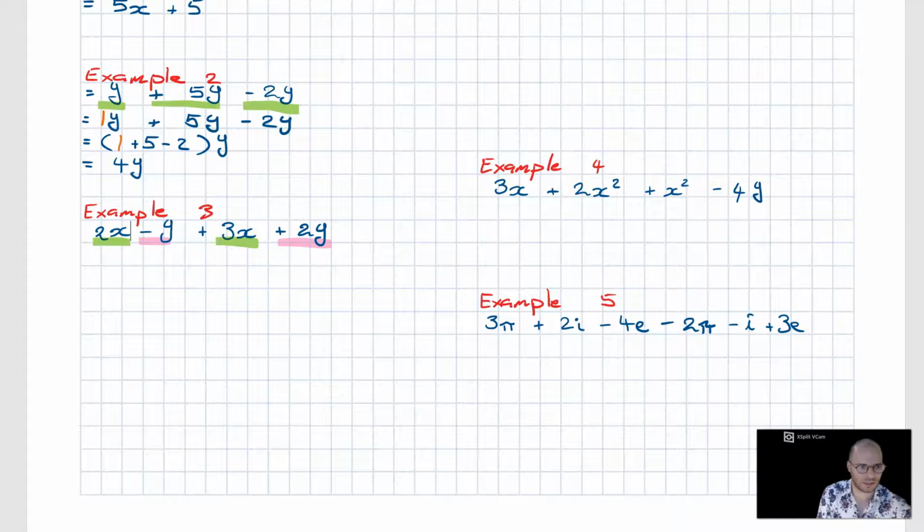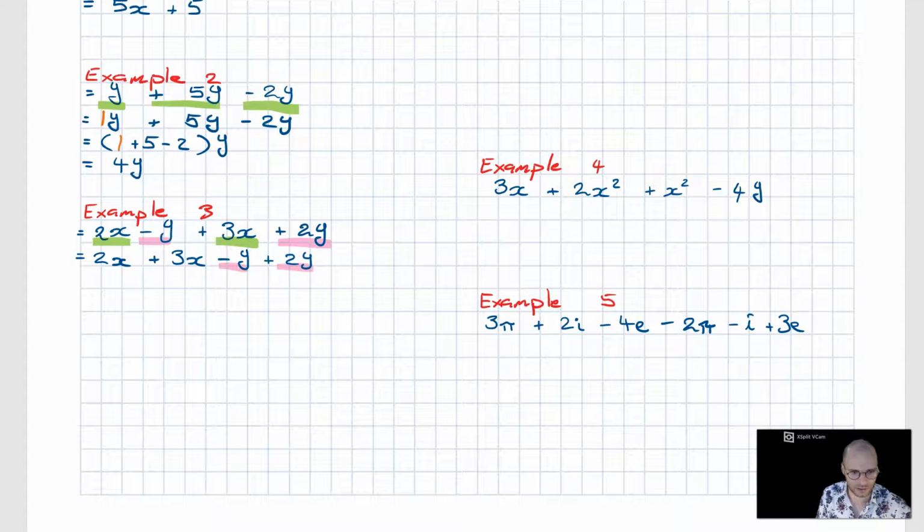Now, next step is I'm going to rearrange this expression such that all of the terms involving x are next to one another. So I'm going to get 2x plus 3x. I grab the plus and the 3x and I move them forward. Then I grab this negative y and I throw it 1 back. And then finally I put my plus 2y at the end.